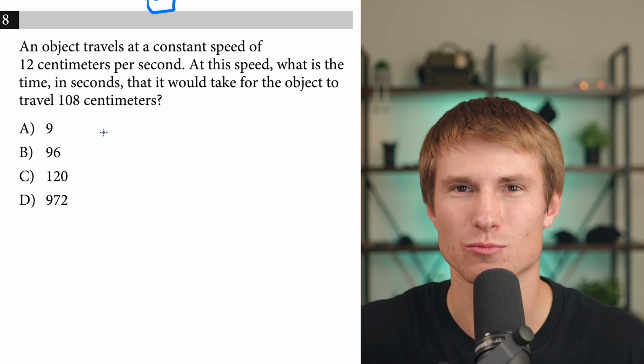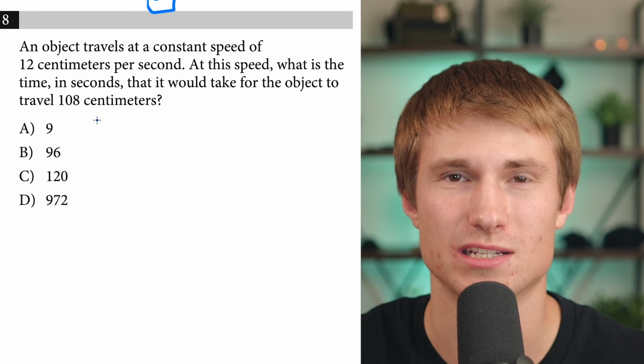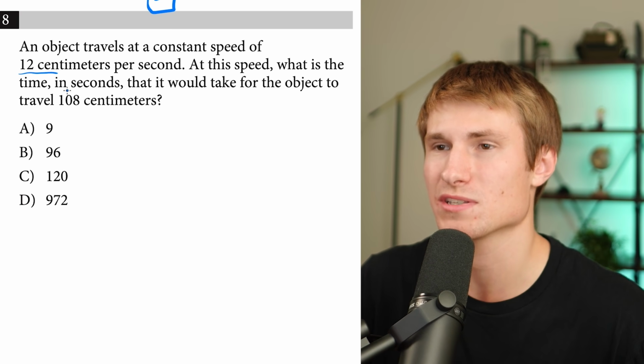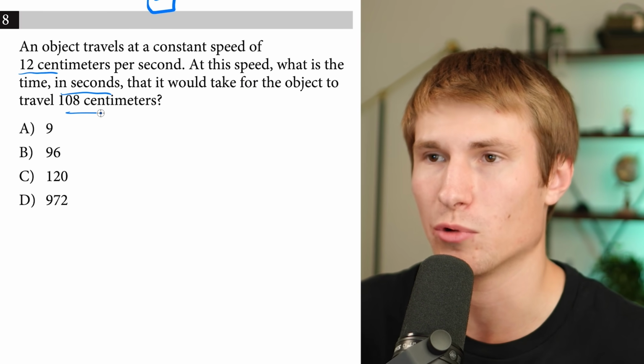Here's how to translate this word problem into an equation and solve it on the SAT. Question 8 states an object travels at a constant speed of 12 centimeters per second. At this speed, what is the time in seconds that it will take for the object to travel 108 centimeters?